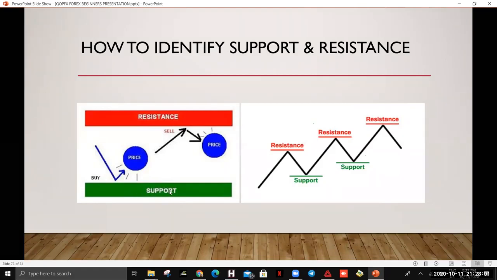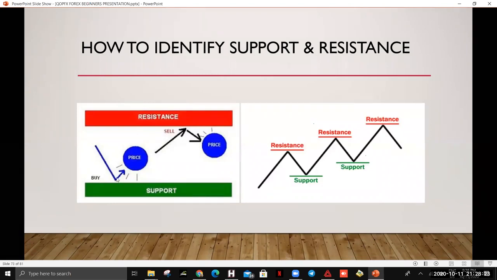Before you can sell on a support level, price must have broken through it and retested the support without coming back. Then you can continue selling down to another support. But if you sell here, expecting that price will come down and then start going up, you're going to lose. So you buy on the support and you sell on the resistance.